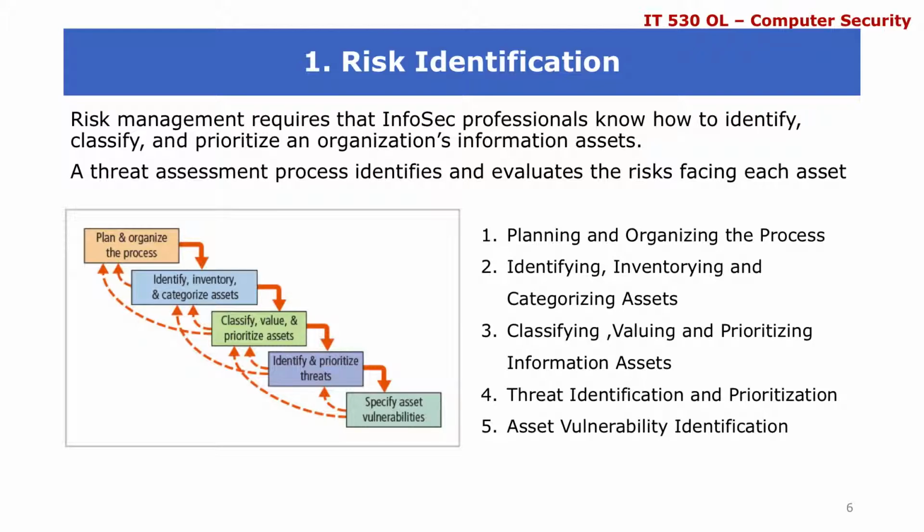And last, we have the asset vulnerability identification. That is, the specific avenues that a threat agent can exploit to attack an information asset are referred to as vulnerabilities. And there is a need to examine how each threat could be perpetrated and list the organization's assets and vulnerabilities.